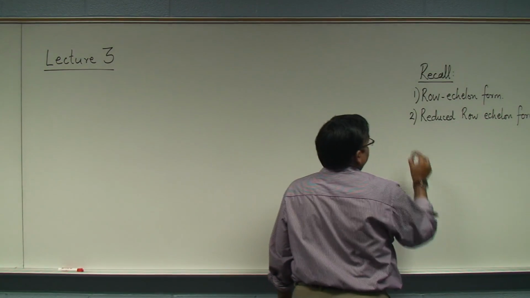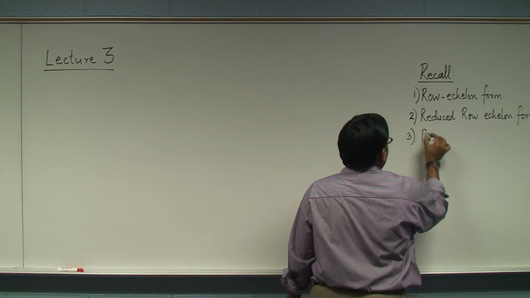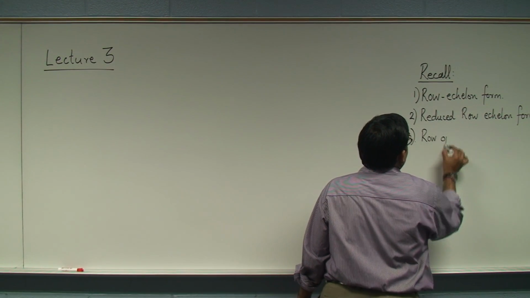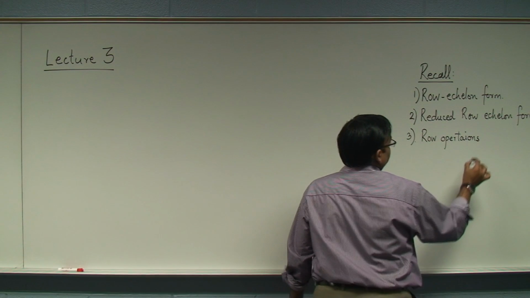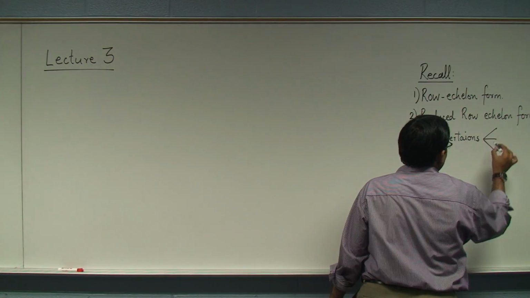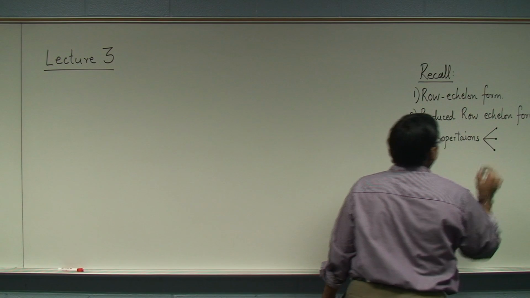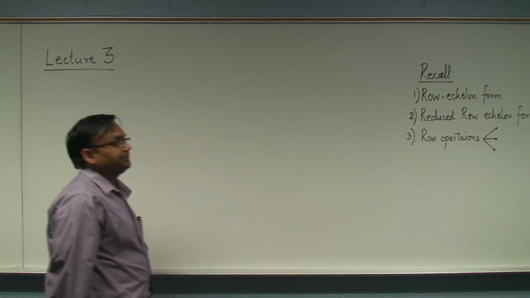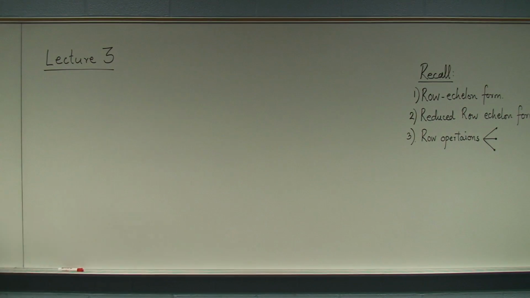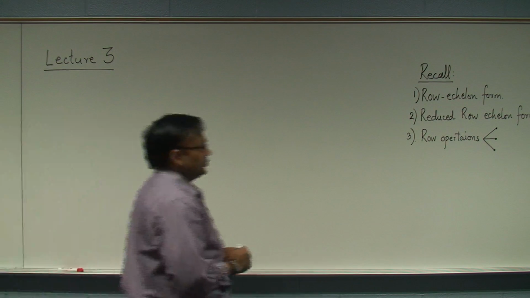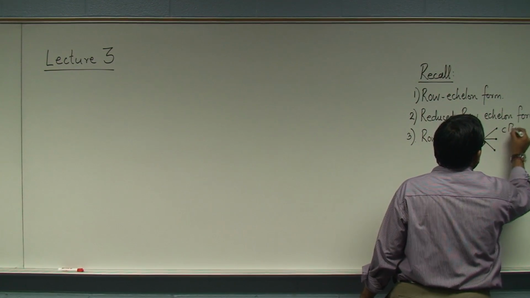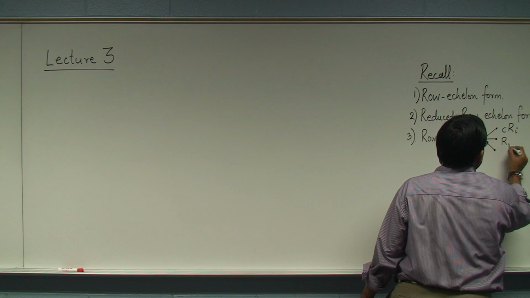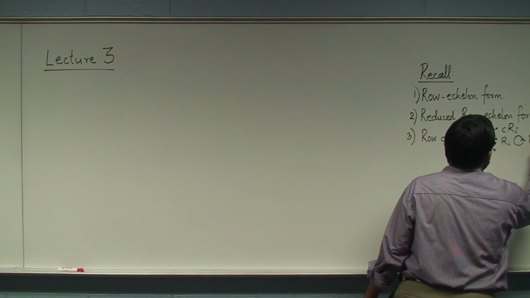And we saw things called row operations. There were three types of row operations, which we call elementary row operations. So we had three of them. One was multiplying the row by something, the other one was swapping the rows, and the third one was trying to add a multiple of one row to the other. So I'll just write them in a nutshell so that we are reminded of what it was.